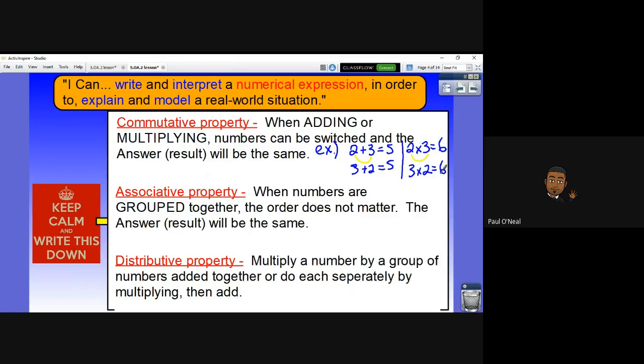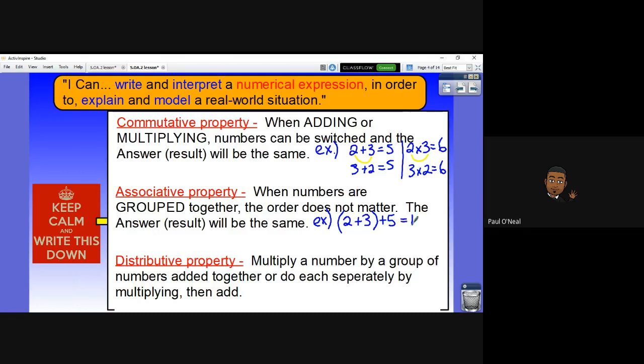Next, we have the associative property. Again, I just gave some simple definitions to help you understand it better. When numbers are grouped together, the order does not matter. The answer or the result will be the same. So when numbers are grouped together, the order does not matter. So again, let me do an example so I can show you, okay? An example. We have 2 plus 3 plus 5, okay?